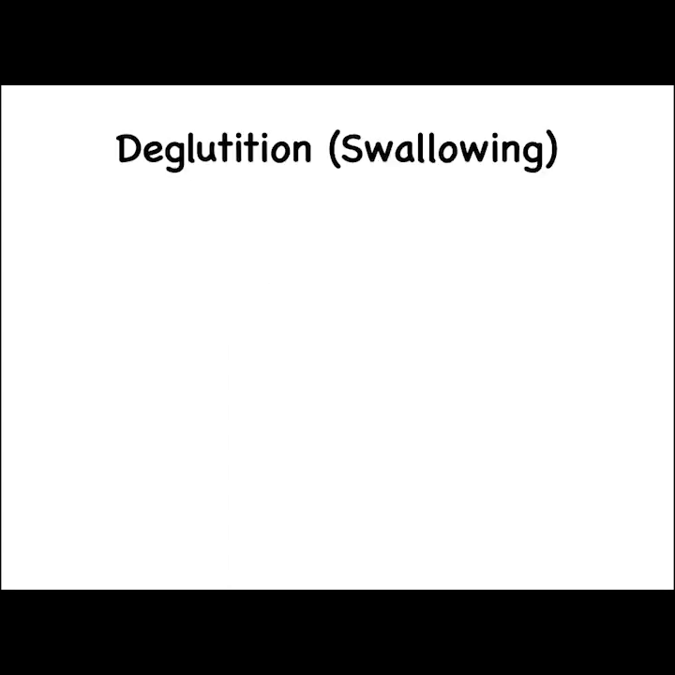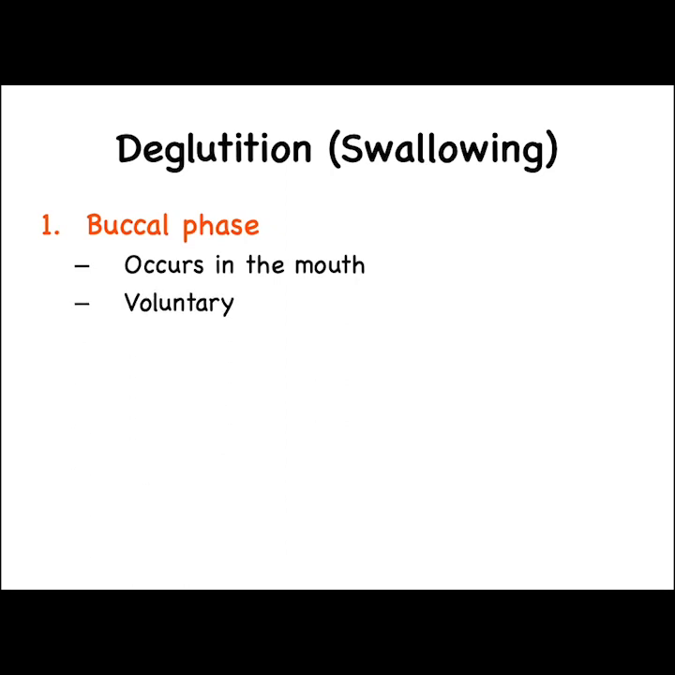This video will be concerned about deglutition, or swallowing. There are two phases in deglutition, or swallowing. The first phase occurs in the mouth, and that's the buccal phase. This phase is a voluntary phase. In other words, you consciously control it.